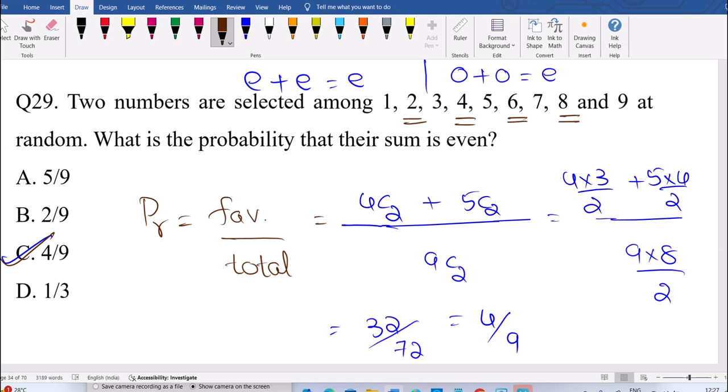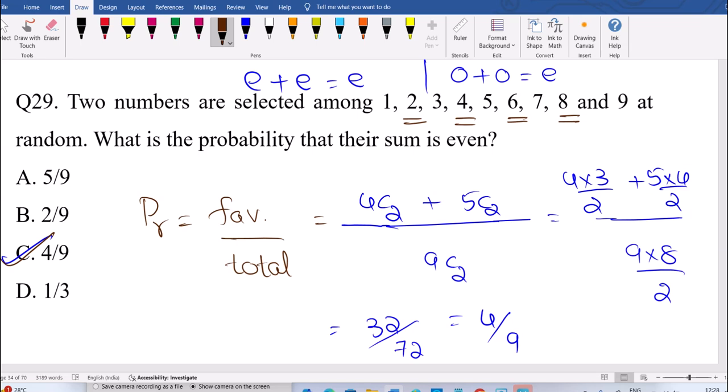If suppose they ask for the sum is odd, same question they can change to sum is odd. The answer will be 5 by 9. Even is 4 by 9. See, the sum will be even or odd only. Only two chances. For even 4 by 9 means for odd 5 by 9. But if you want to do it directly for odd, one should be an odd number, one should be an even number, because odd plus even is an odd number. One even number, one odd number we need to pick.